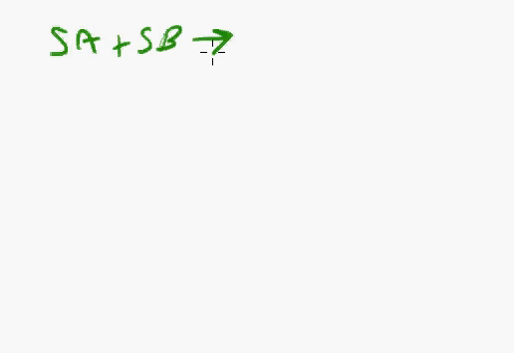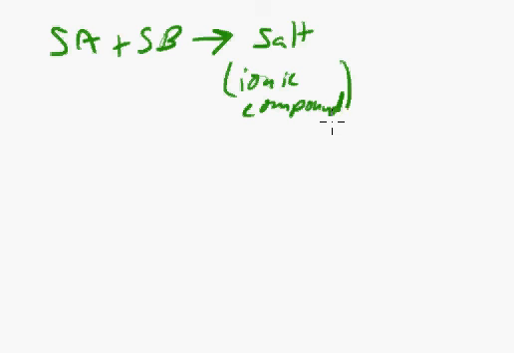When a strong acid and a strong base react with one another, they always form a salt, and a salt is just another word for an ionic compound. And if you recall from the past, ionic compounds are formed out of a metal and a nonmetal, or a metal and a polyatomic ion. In other words, a cation, a positive ion, and an anion, a negative ion.